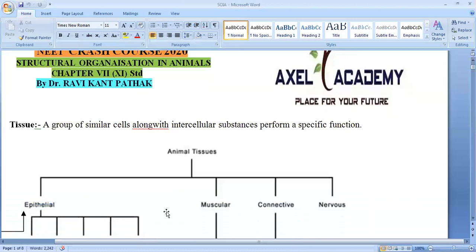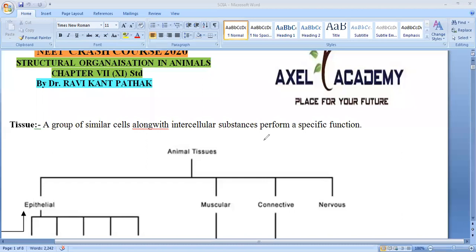So I am going to start the first topic, which is known as tissue. You know tissue very well, and one definition is that it is a group of cells which arise from the same mother cell and perform a similar function. Same mother cell means blast, blast meaning mother cell or blastula. This is known as tissue.